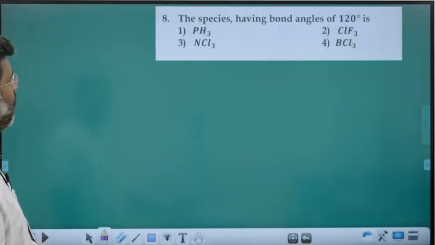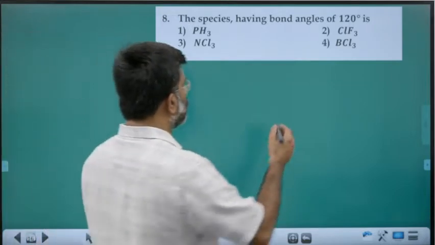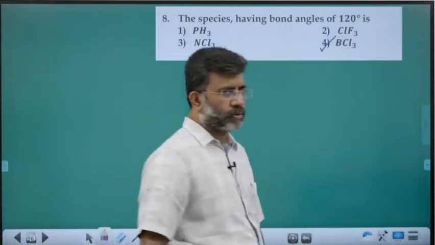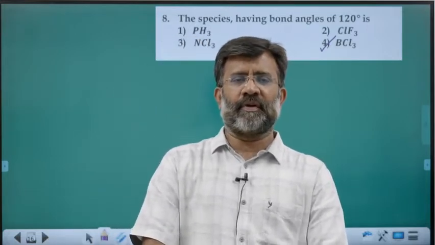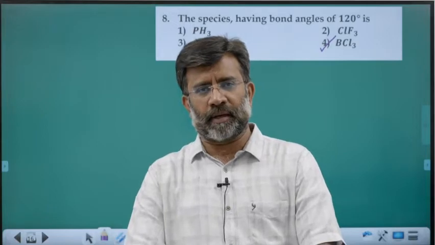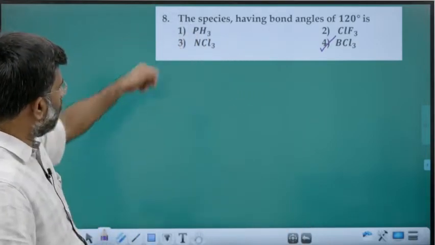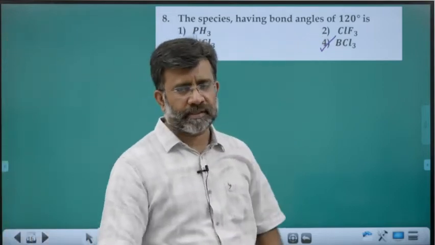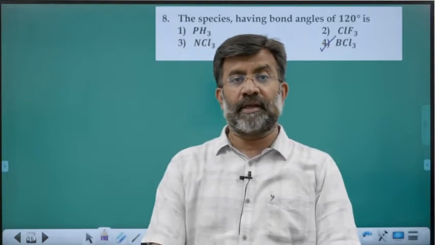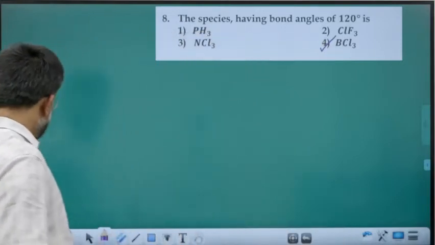The species having a bond angle of 120 degrees, what doubt? Option 4, sp2 trigonal planar, BCl3, the very famous molecule, sp2 trigonal planar, 120 degrees. While that is pyramidal, this is pyramidal, and that is bent T shape. ClF3 is sp3d hybridization, bent T shape. The answer is the fourth choice.